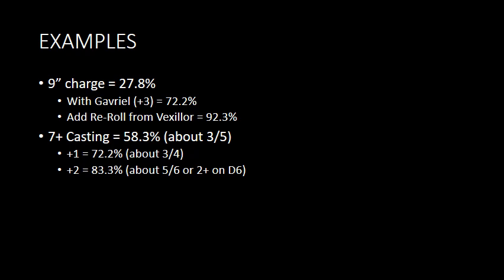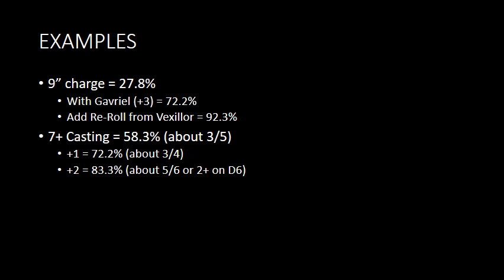It's about one in four that that's actually going to work. Now, if you use our buddy Gavriel Sherhart to increase that plus three, it increases your odds of success to 72.2%. So it's almost tripling your odds of success by adding that plus three, bringing it from a nine to a six. You can also add a Knight Vexillor, giving you a reroll, bringing you to a 92.3% chance of success if you've got Gavriel also in play after a teleport to 9 inches away from the enemy.